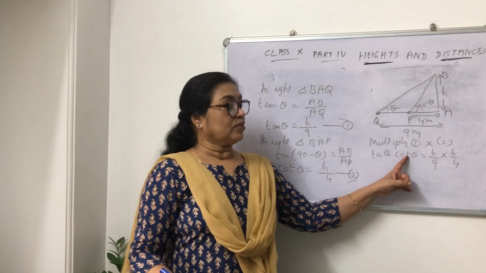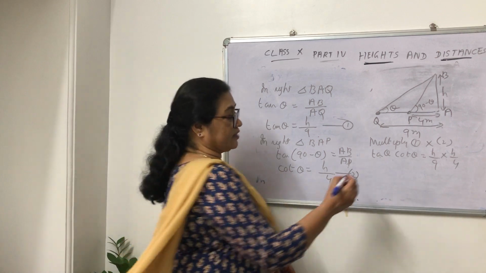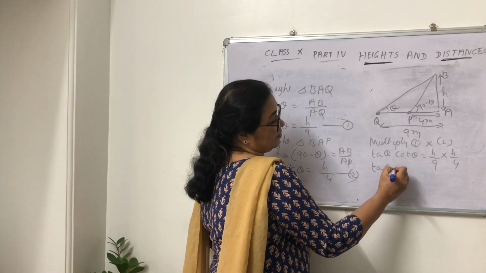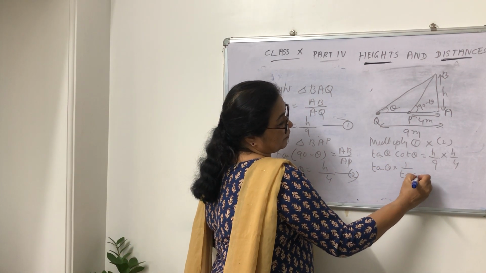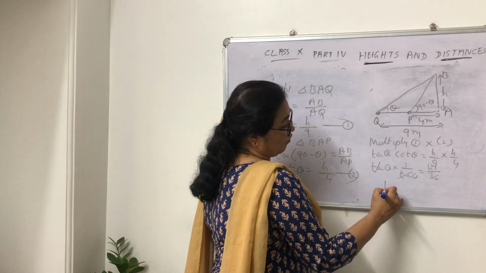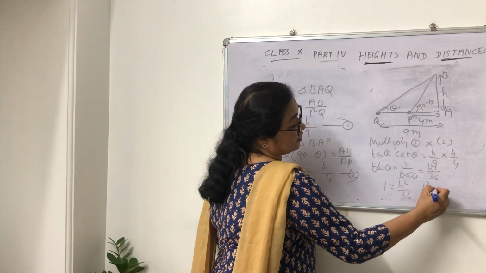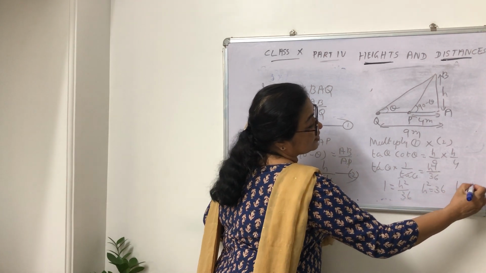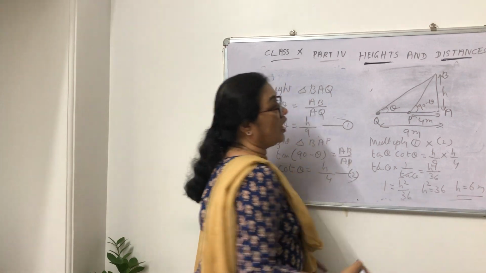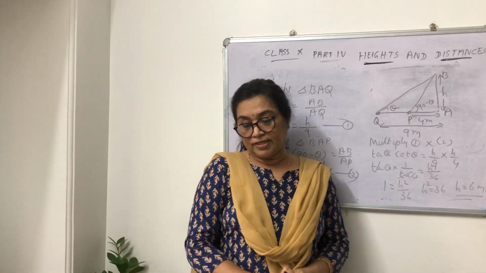You know, cot theta is 1 by tan theta, and tan theta will be cancelled. This is h squared by 36. So 1 is equal to h squared by 36. So h squared is 36 and h is 6. Therefore, the height of this tower is 6 meters. That is proved.